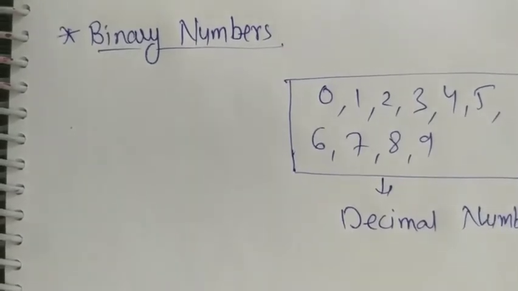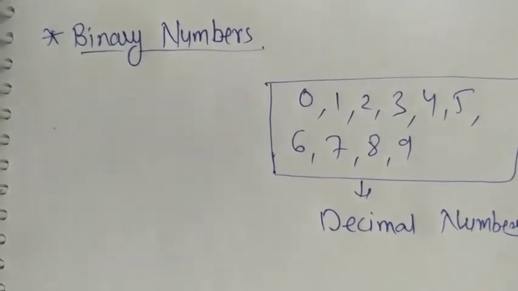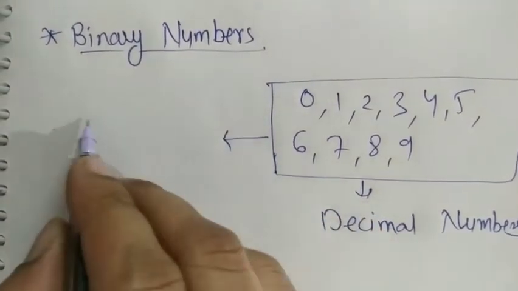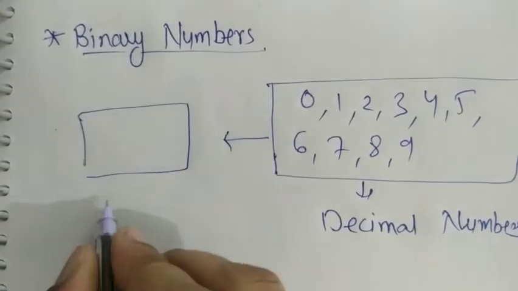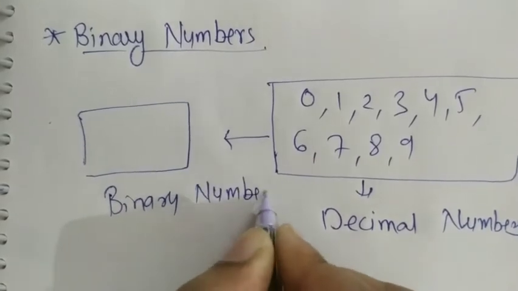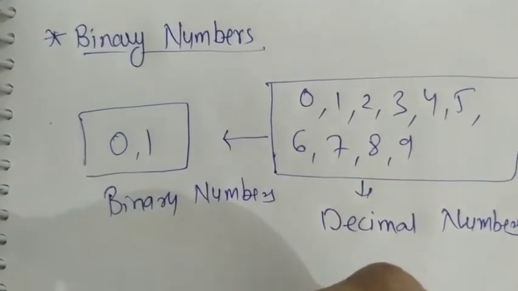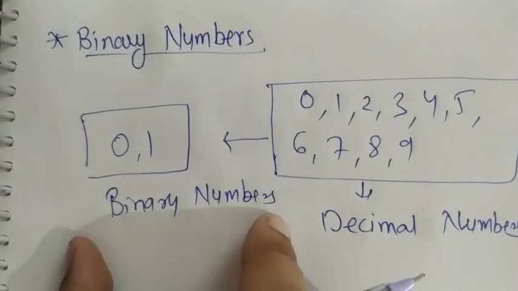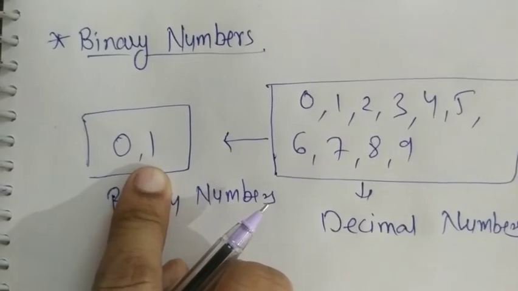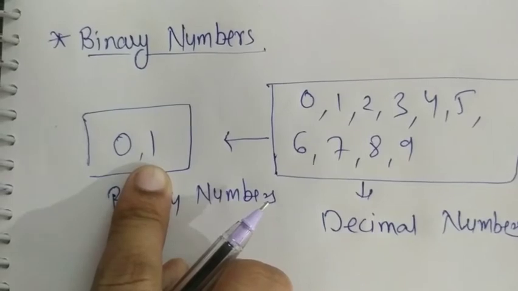But the computer does not understand decimal numbers. Whenever we input anything, the computer will convert these decimal numbers into another form that is called binary numbers. In binary there are only two different numbers, 0 and 1. So the binary number system has base 2, because it has two different numerical values, 0 and 1.